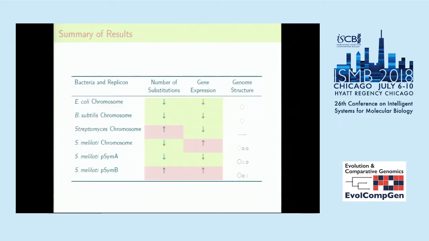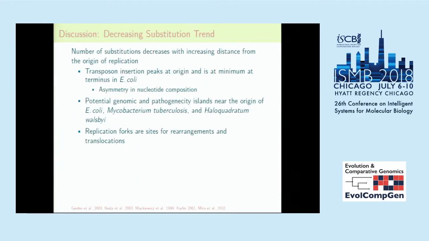So to summarize, for both the number of substitutions and gene expression in this study, for majority of the replicons, we see that both of those trends tend to decrease when moving away from the origin of replication. There were a few replicons that were exceptions to this that are highlighted here in pink.